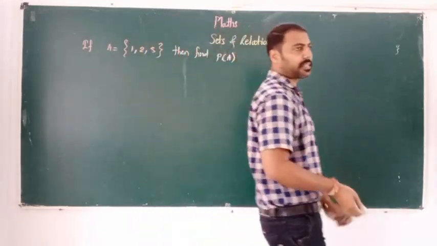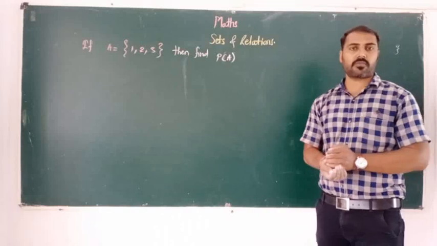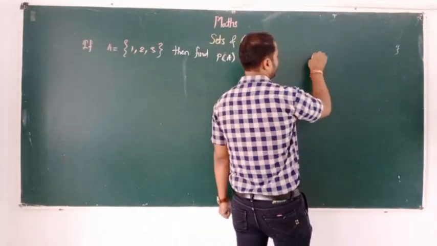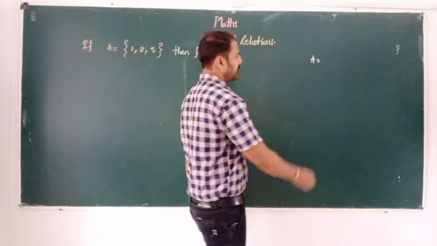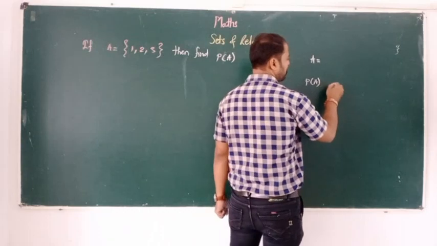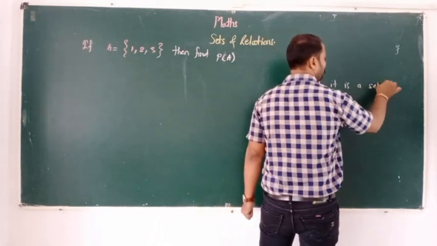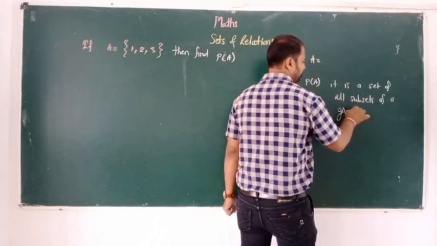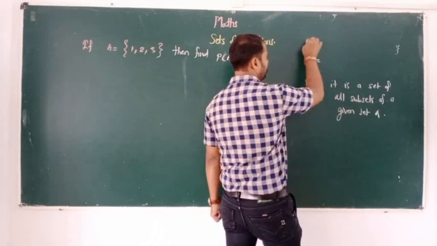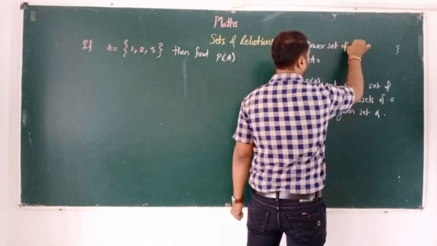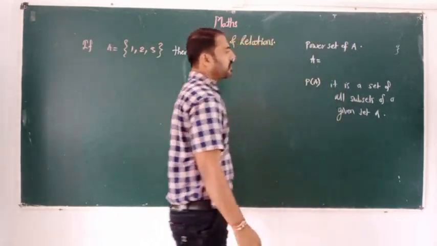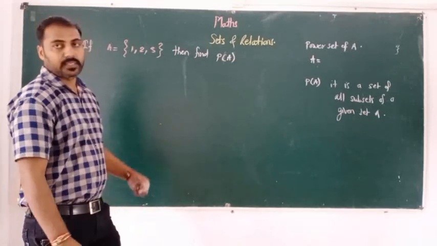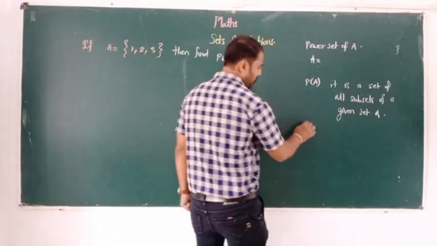What is meant by P of A? P of A is nothing but the power set of the given set A. In a previous video, we learned that if A is any set, then its power set is denoted by P of A, and P of A is defined as the set of all subsets of the given set A. The definition of power set: if A is any set, then P of A is nothing but the power set of A, and it is a set of all subsets of a set.